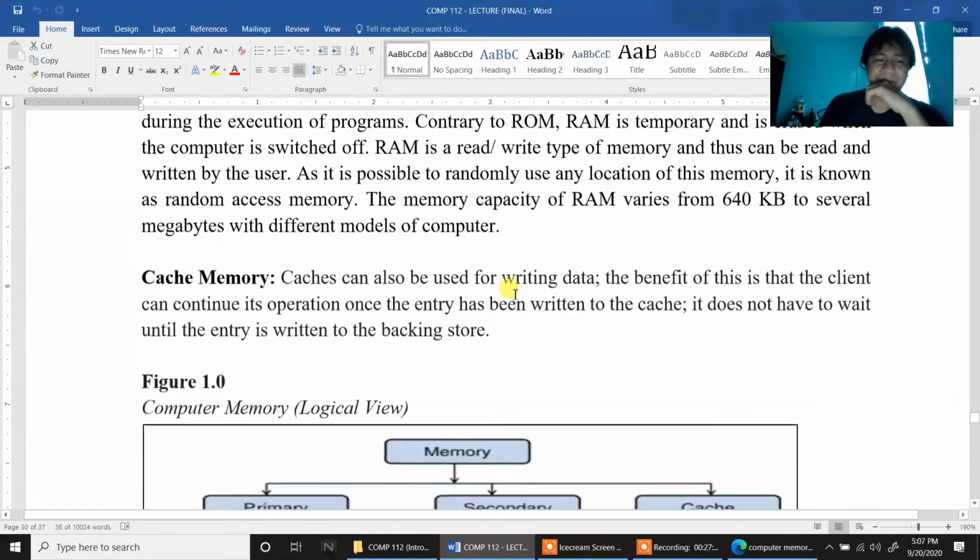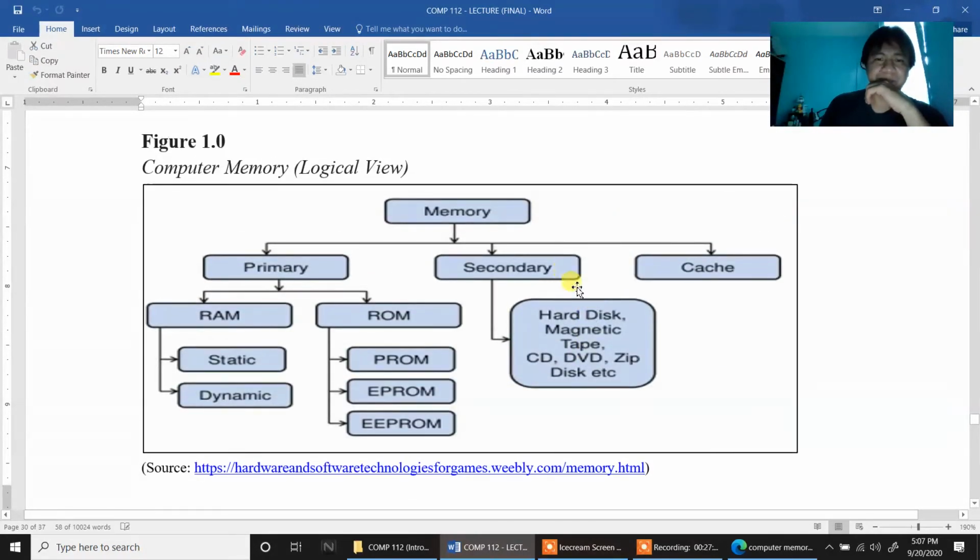Now, your logical memory: we have the primary, secondary, and cache memory. From the primary, we have RAM, static and dynamic. Then ROM, we have PROM, EPROM, and EEPROM. They are all read-only. For the secondary, we have the hard disk drive, which is our storage device. And cache memory is the memory in the CPU.